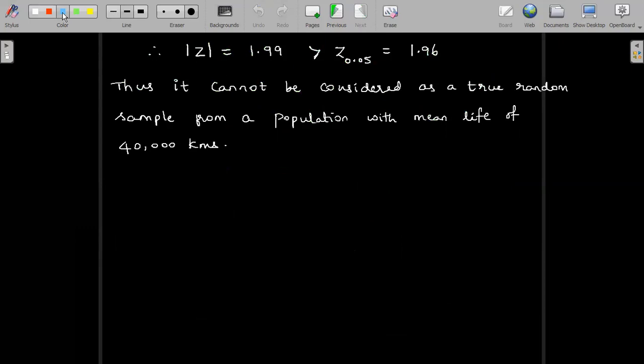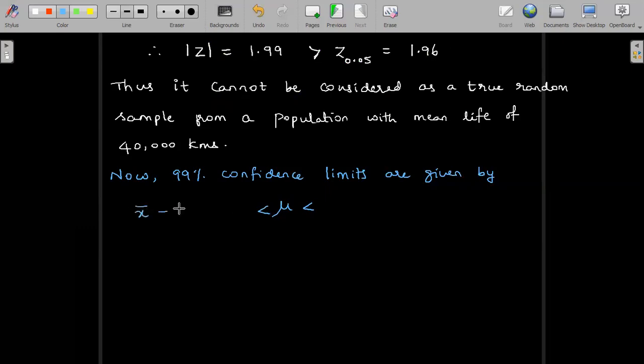So we'll just find out the confidence limits now. 99% confidence limits are given by mu lying between x bar minus 2.58 into s divided by root n and x bar plus 2.58 into s divided by root n.